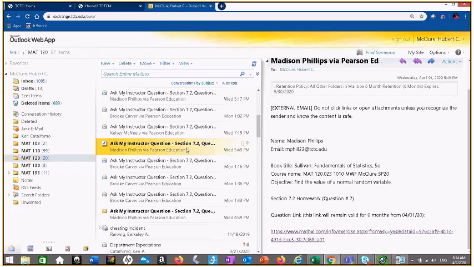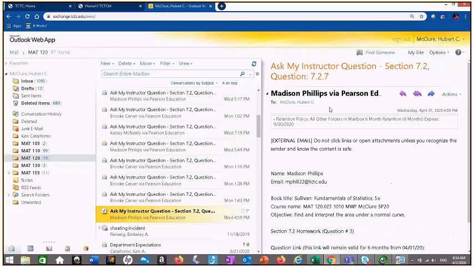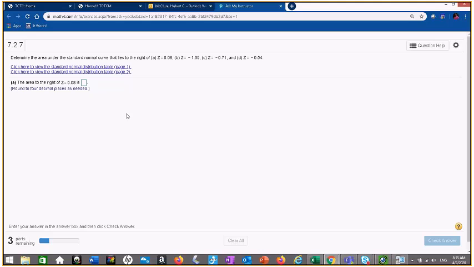Last question, 7.27/3. Oh, we still got 30 minutes, hadn't we? Or 20 minutes, 25 minutes. Determine the area under the standard normal curve. Oh gosh, this is another one of those got 3. All right, I'm going to do it on one curve.